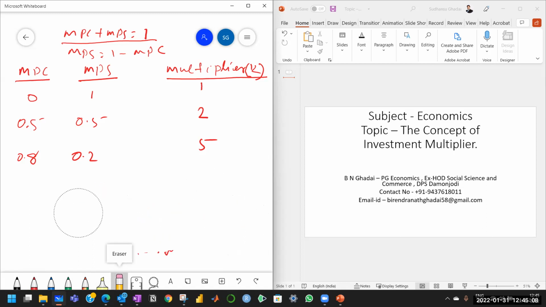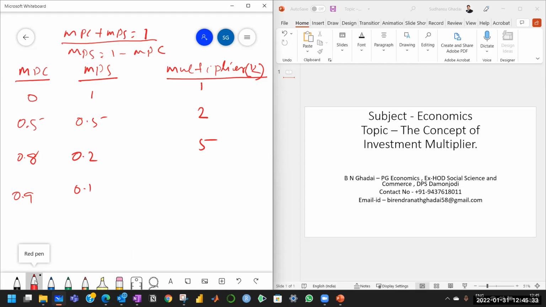Now, let us say the MPC is 0.9. Then MPS will be 0.1. If MPC is 0.9, MPS will be 0.1.